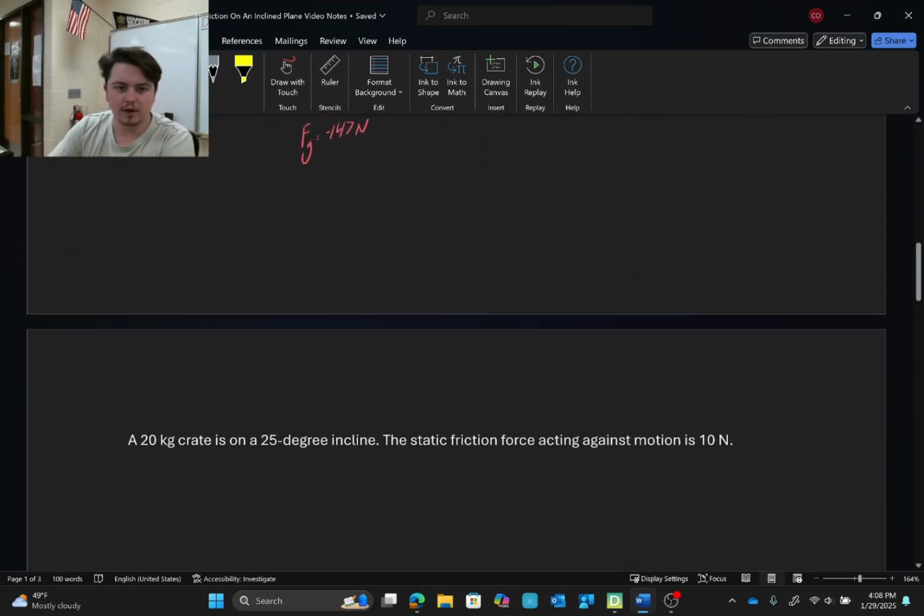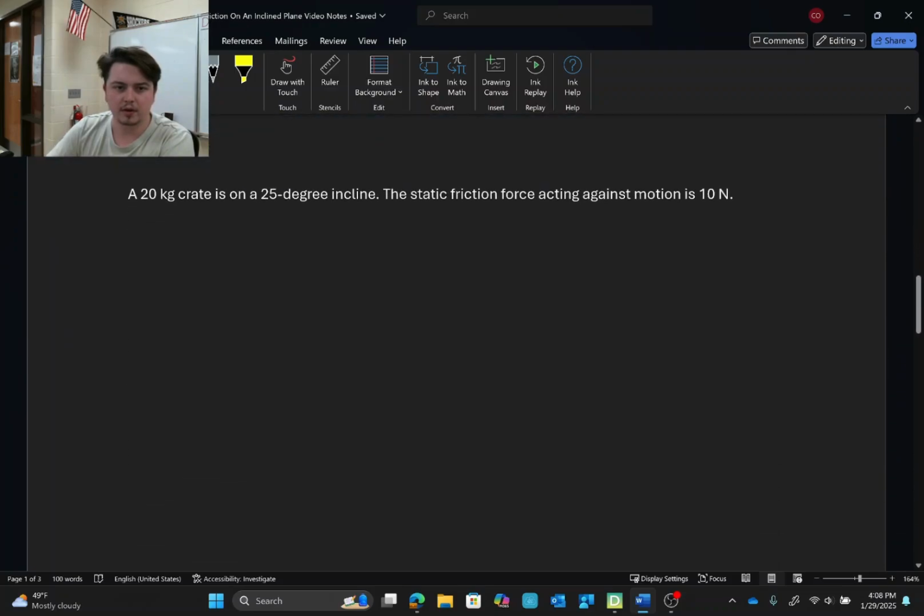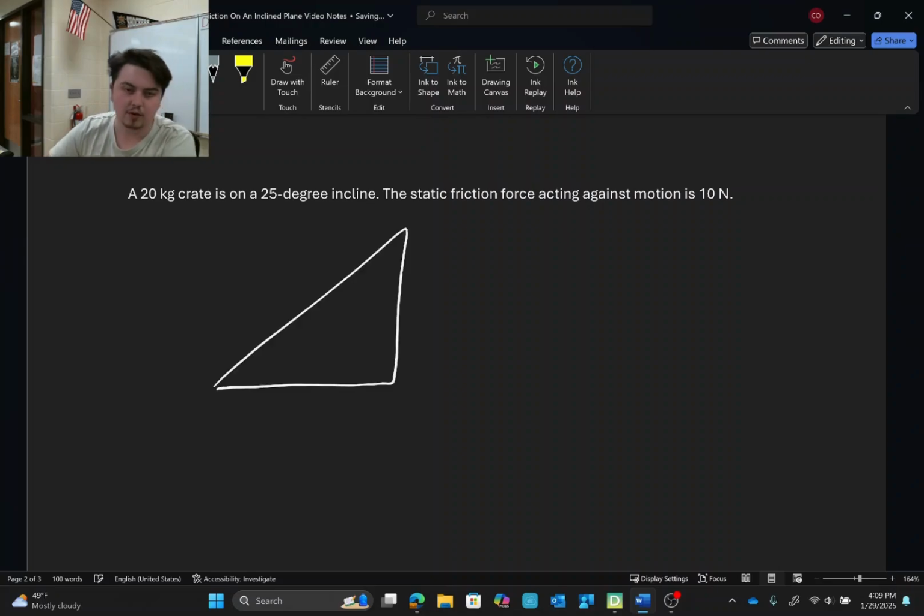So just scroll down. Here's your next one. A 20 kilogram crate is on a 25-degree incline. The static friction force acting against its motion is 10 newtons. I'm going to start you off with, first off, doing the wrong thing. Drawing our force triangle, or our triangle with that we are having our box slide down. I'm going to let you do it from here.